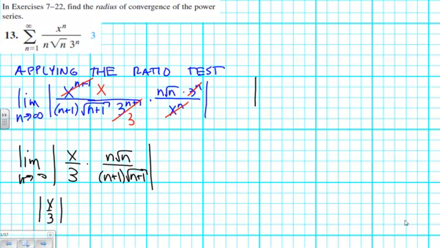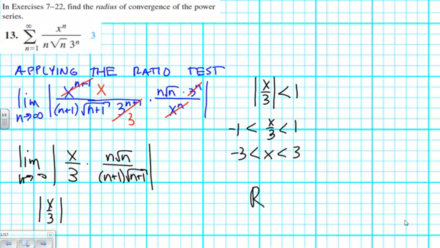Now, in order for this series to be convergent, the absolute value of x over 3 needs to be less than 1. Or negative 1 is less than x over 3, which is less than 1. Or the interval of convergence is between negative 3 and 3. Now, answer the question.